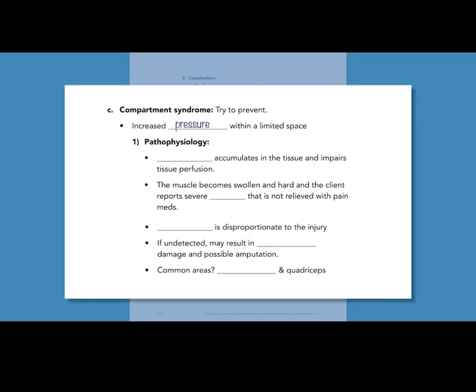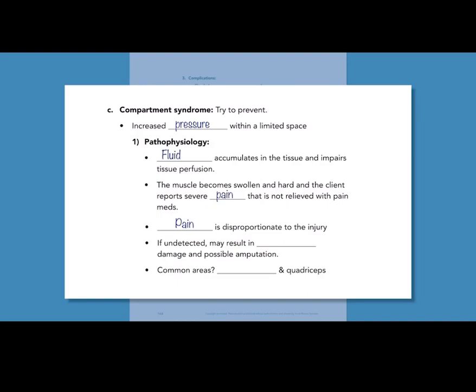Let's look at the patho. Fluid accumulates in the tissue and impairs tissue perfusion. That is why we elevate fractures, because we do not want this fluid to accumulate, okay? Next, the muscle becomes swollen and hard, and the client complains of severe pain that is not relieved with pain medication. The pain is unpredictable, and it is disproportionate to the injury. They have more pain than you would normally expect, depending on the injury, of course.